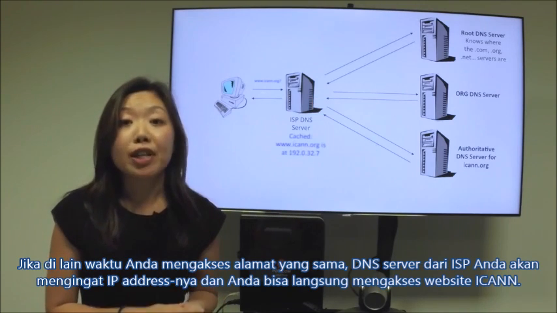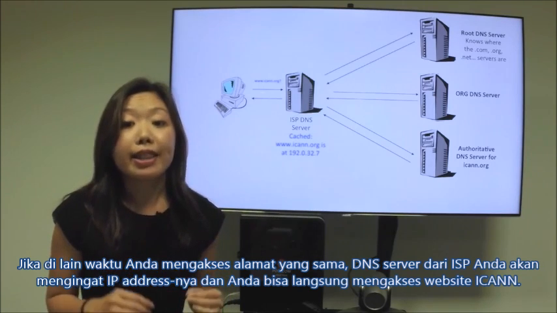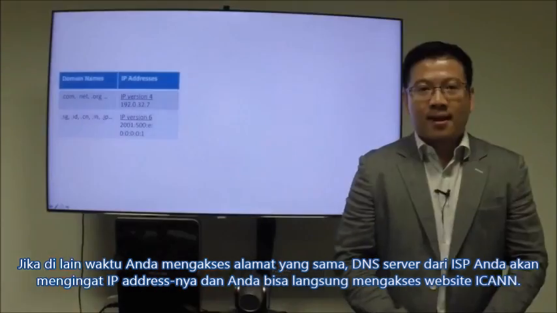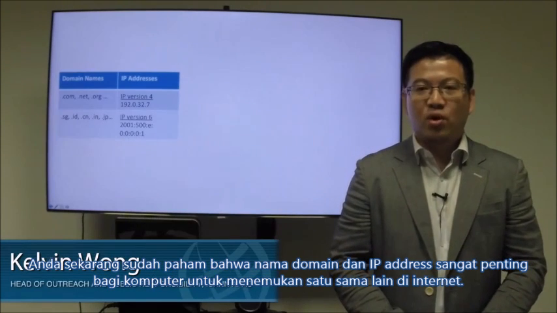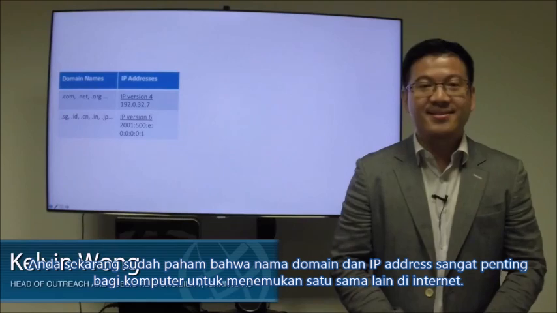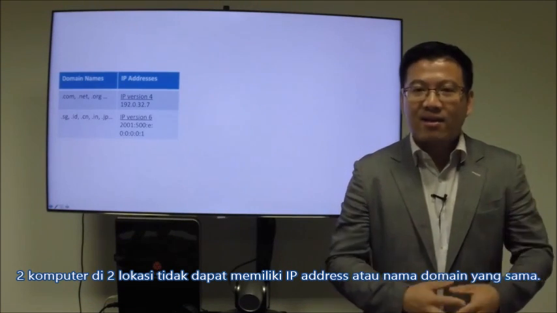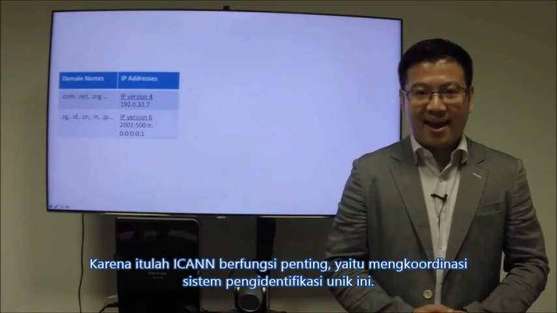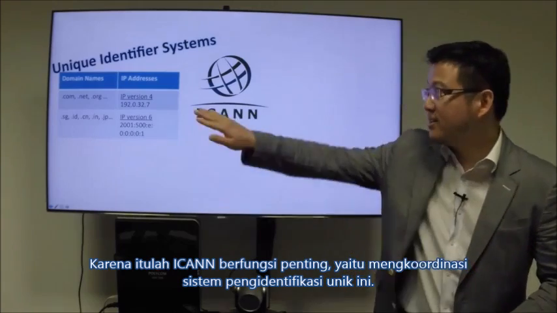The next time you reach for the same address, the DNS server of your ISP will remember the IP address, and you can then reach ICANN's website directly. You will notice that domain names and IP addresses are very important for computers to find one another on the Internet. Two computers in two separate locations cannot share the same IP address or domain name. This is why ICANN plays an important function by coordinating these unique identifier systems.